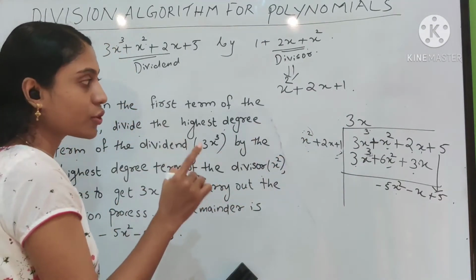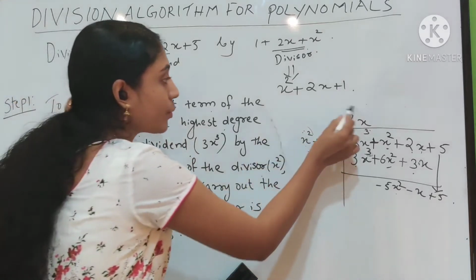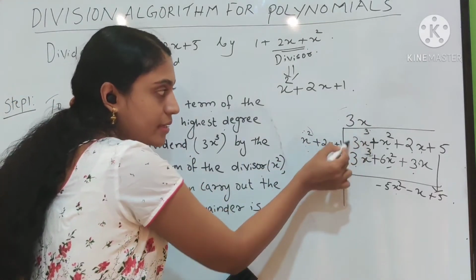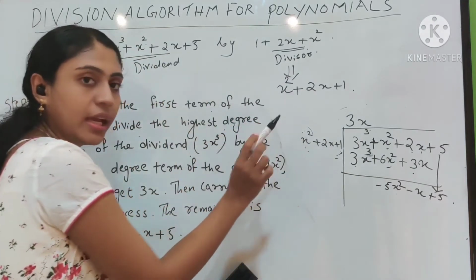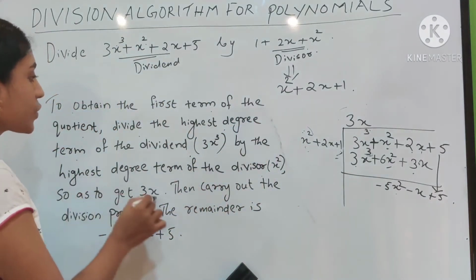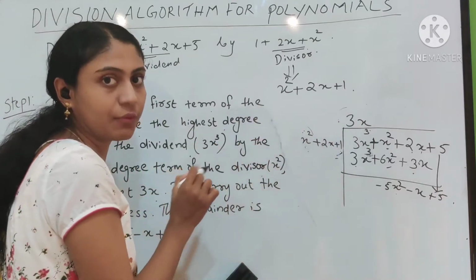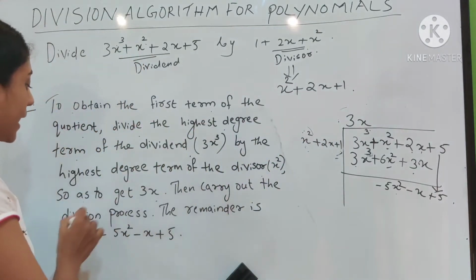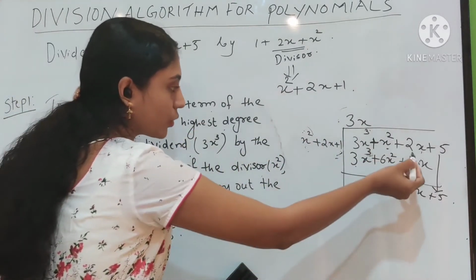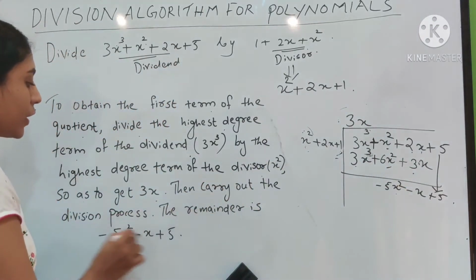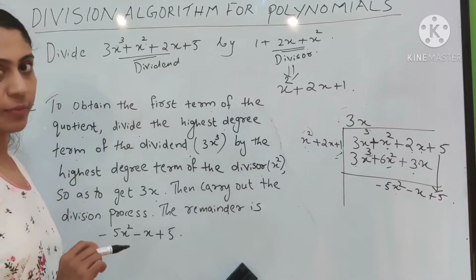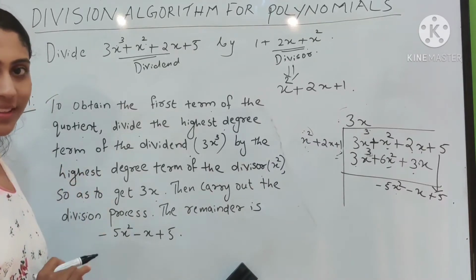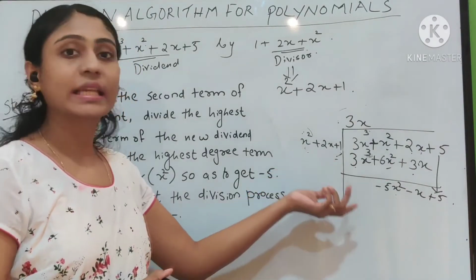So in order to obtain the first term of the quotient, we divide the first term of the dividend by the highest degree term of the divisor. Okay. So we will get 3x as the first term of the quotient. Then carry out the division process. We carried out the division process so that we got the remainder as minus 5x square minus x plus 5. Understood the first step? Now we can perform the next step.